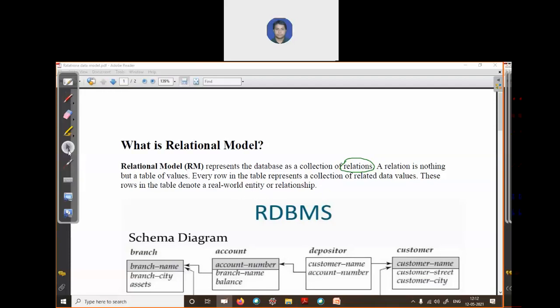For those who understood nothing till this point about the relational data model, just consider that the relational data model is representing the data in the form of tables. When you represent your data in the form of tables, it's a relational data model. Just take this definition, for those who understood nothing, till this point.